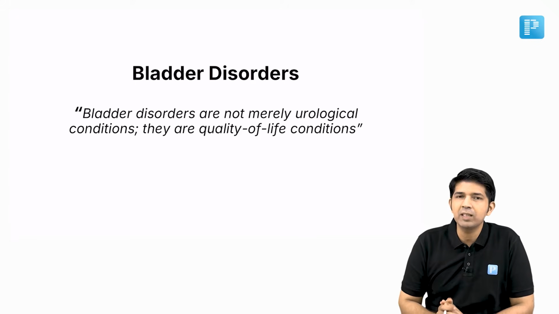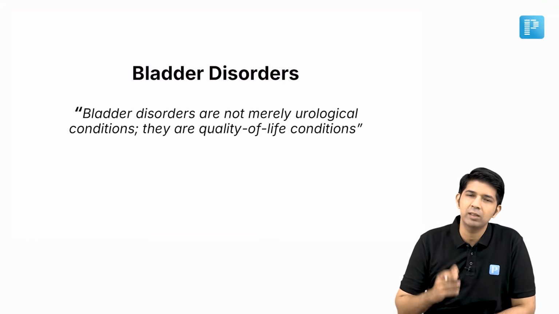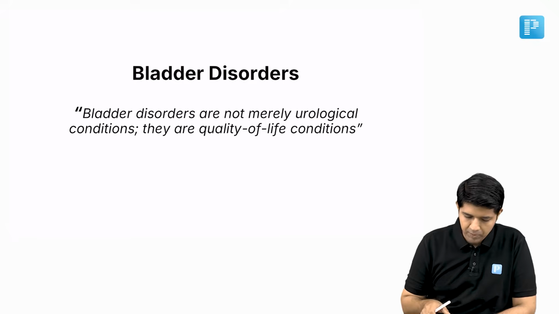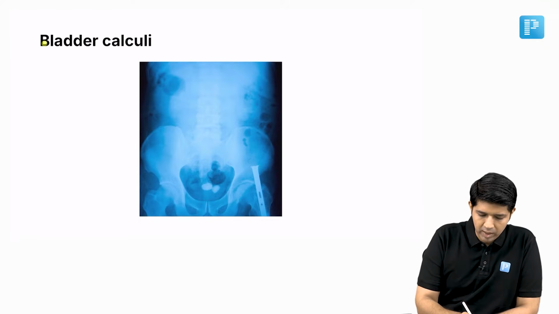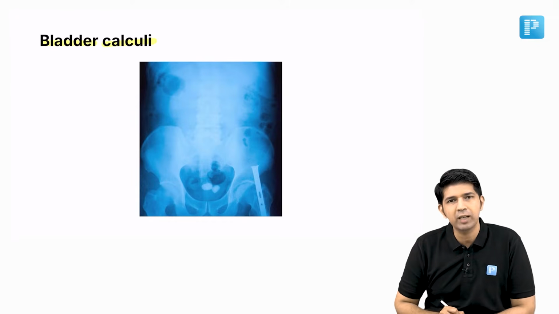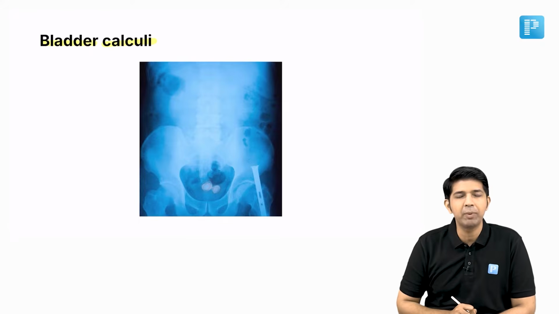So first we will be discussing benign bladder disorders and then we will wind it up with the malignant bladder disorders. So talking about benign bladder disorders, the first thing that we're going to discuss is bladder calculi or bladder stones. So here you can see in this image, these are stones inside the urinary bladder.